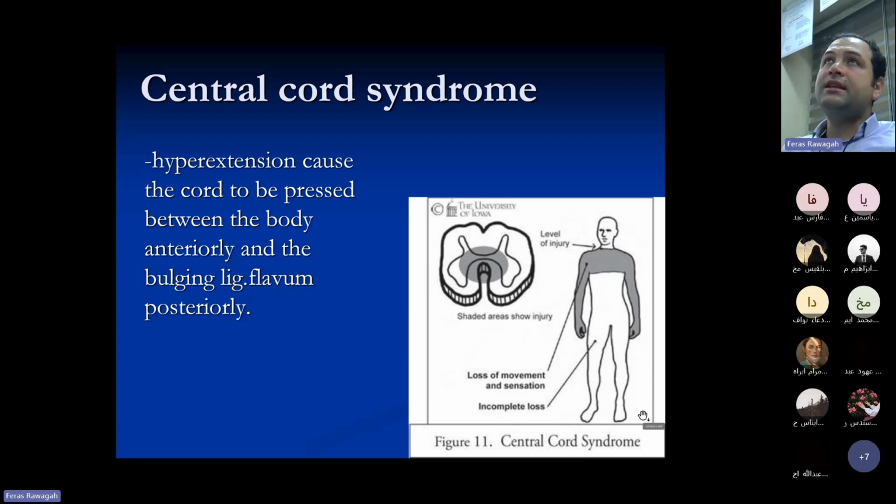The patient will have weakness, numbness, paresthesia, loss of sensation in the upper limbs, especially the distal upper limbs, the hands, and the patient will have the lower limbs intact with no problem. This is called the central cord syndrome, and it can result from hyperextension of the neck and usually happens when the patient has some osteophytes in the neck also, in the elderly.